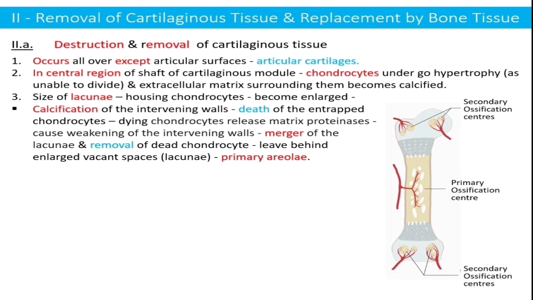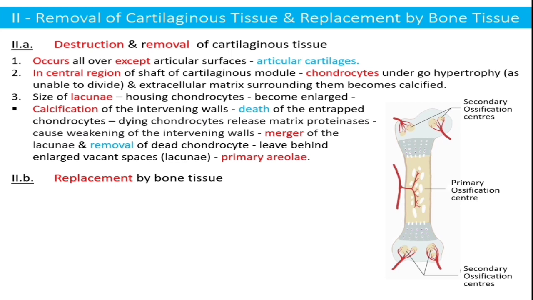The size of the lacunae housing the chondrocytes becomes enlarged. This happens because of calcification of the intervening walls, which causes death of the entrapped chondrocytes. The dying chondrocytes release matrix proteinases, which cause weakening of the intervening walls, hence merger of the spaces or lacunae. At the same time, the dead chondrocytes are removed. This whole process leaves behind enlarged vacant spaces which are named primary areolae.